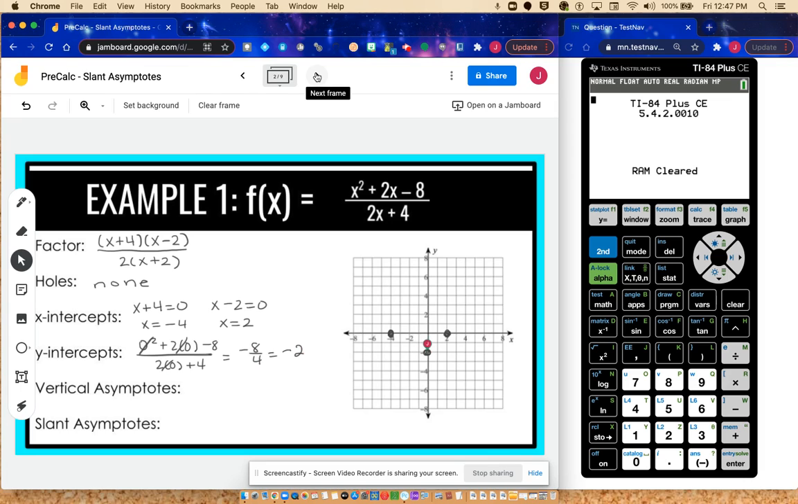All right. From there, we want to find our vertical asymptotes. In order to get our vertical asymptotes, we set the denominator equal to 0. I'm going to go back to the factored form just because one more step has been done for me. So I have 2 times x plus 2 equals 0, which really means x plus 2 equals 0, or x equals negative 2.